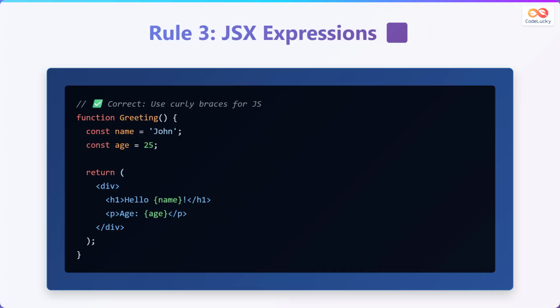The third rule explains how to use JavaScript expressions inside JSX. To embed JavaScript expressions within your JSX code, you must enclose them in curly braces. For example, if you have a variable called name with the value John, you can display it inside a heading tag using curly braces like this: {name}.